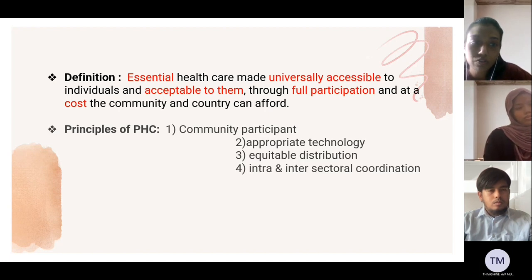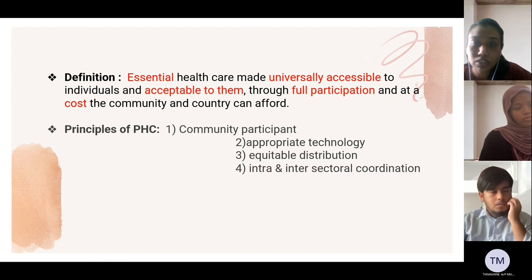The principles of primary healthcare: first would be community participation. As I mentioned earlier, without full participation of the local population, discharging the healthcare needs is not possible. Next would be appropriate technology. To carry out primary healthcare services successfully, you should have appropriate technologies.